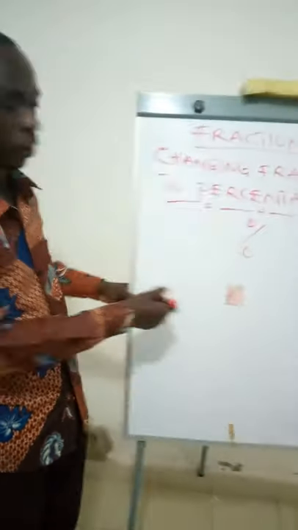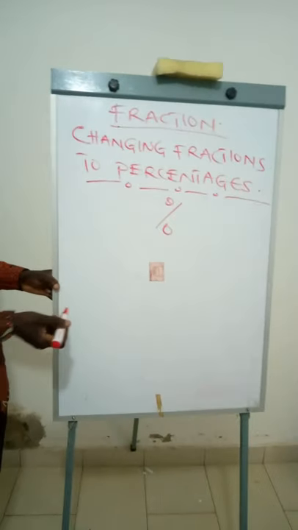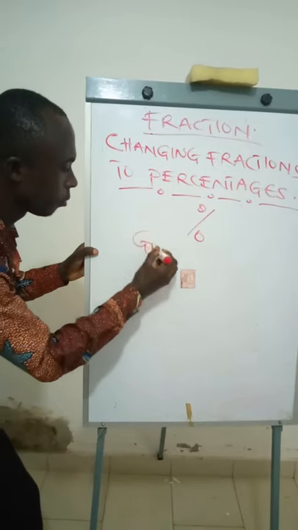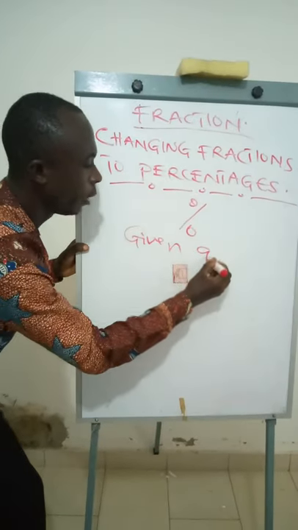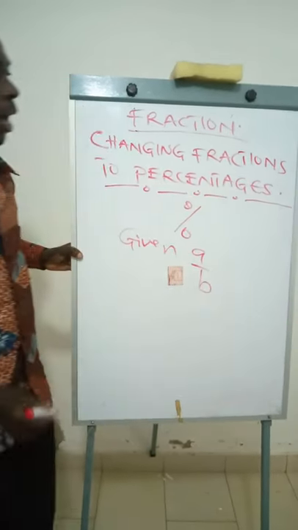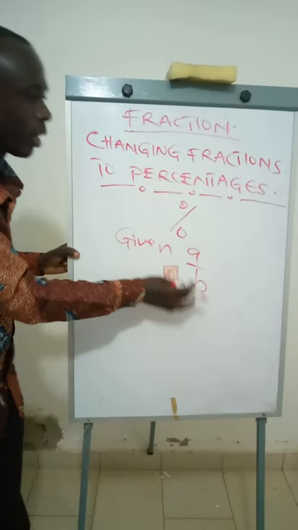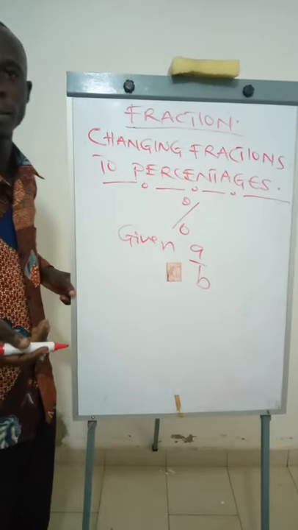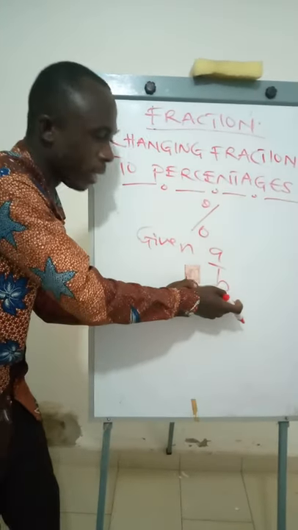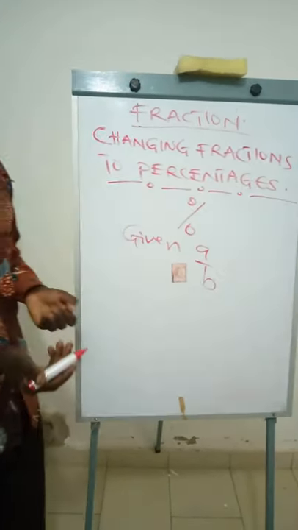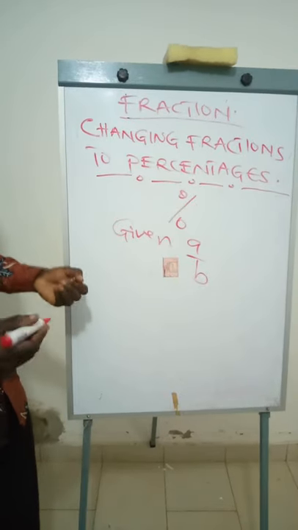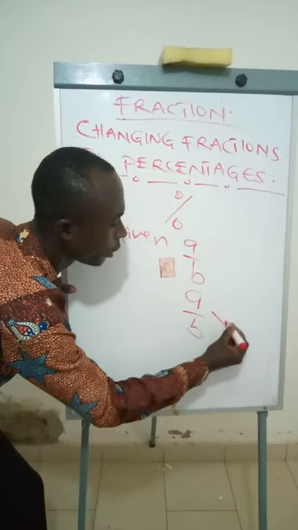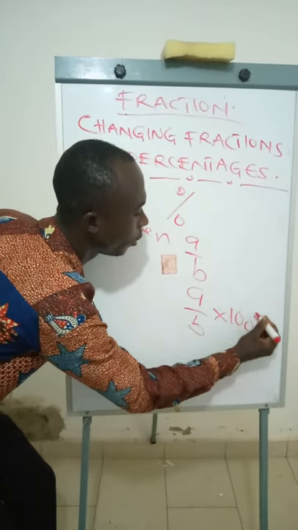Now let me use variable as an illustrative example here. Given A over B, if you are asked to change this fraction to percentage, one may ask, how will we get a number for this? This is just an illustrative example. It becomes A over B times 100%.